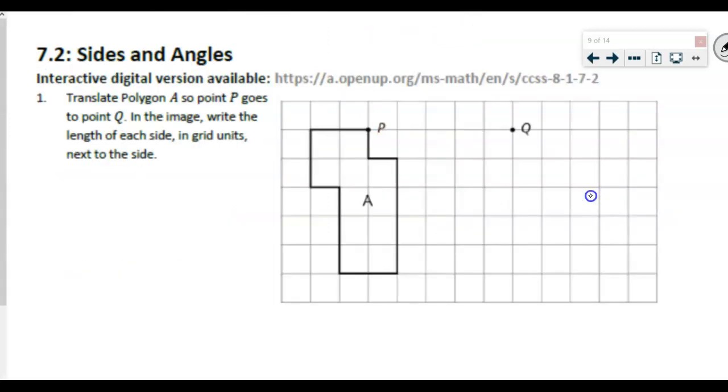As we move on to our next activity, we are going to be looking at certain features in all of the transformations that we have discussed so far. And we start by performing different transformations on different figures. And as we do that, we want to make sure that we are paying attention to specific characteristics. To get us started here, it says translate polygon A so that point P goes to point Q. So I am going to be moving point P to point Q, which means I am moving to the right.